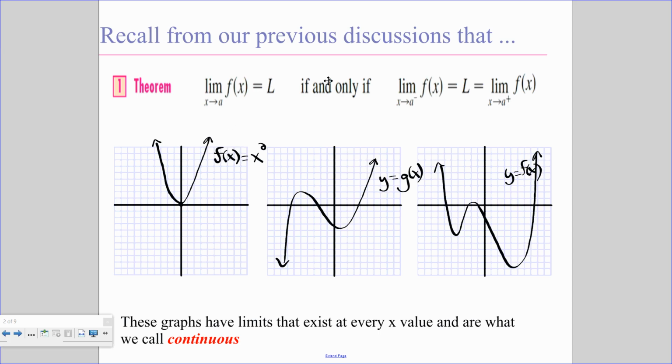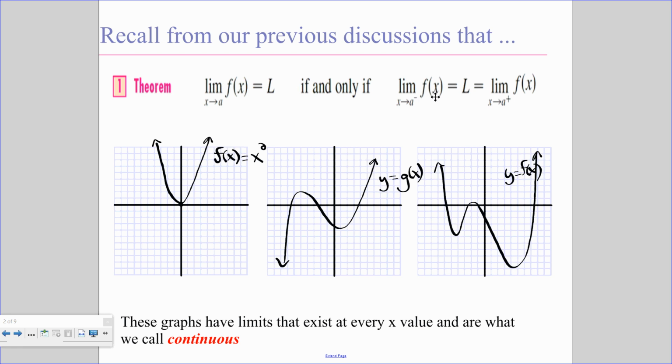All right, yesterday we were talking about one-sided limits, and we were talking about when a limit exists. Today we're going to talk about something called continuity. But before we get into that, let's just review what we learned yesterday.